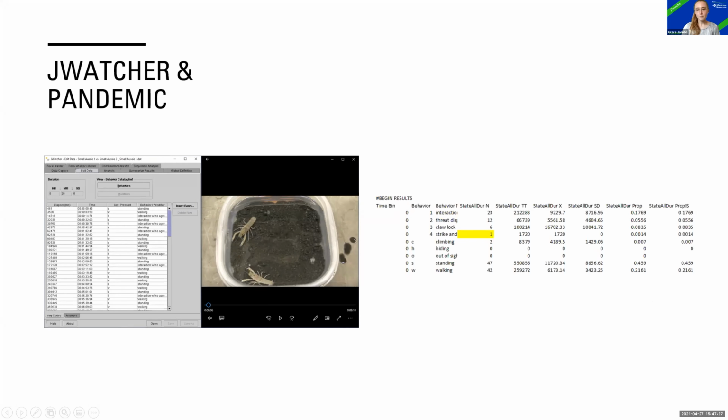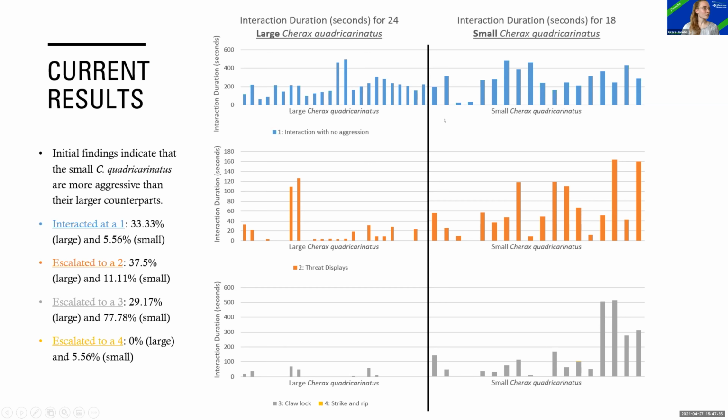So the current results of this ongoing study can be seen here. We've got the small Chiracs on the right-hand side, and the large Chiracs on the left-hand side. Frankly, the small Chiracs appear to be more aggressive than the large Chiracs, with around 83% of the small Chiracs reaching a 3 or a 4 scoring, whereas only 29% on average of the large Chiracs received a 3 or 4. The intraspecies pairings of the Faxonius virilis and the interspecies pairings are still in that scoring phase. So while I don't have those results today, I'm really looking forward to seeing those outcomes in the near future.